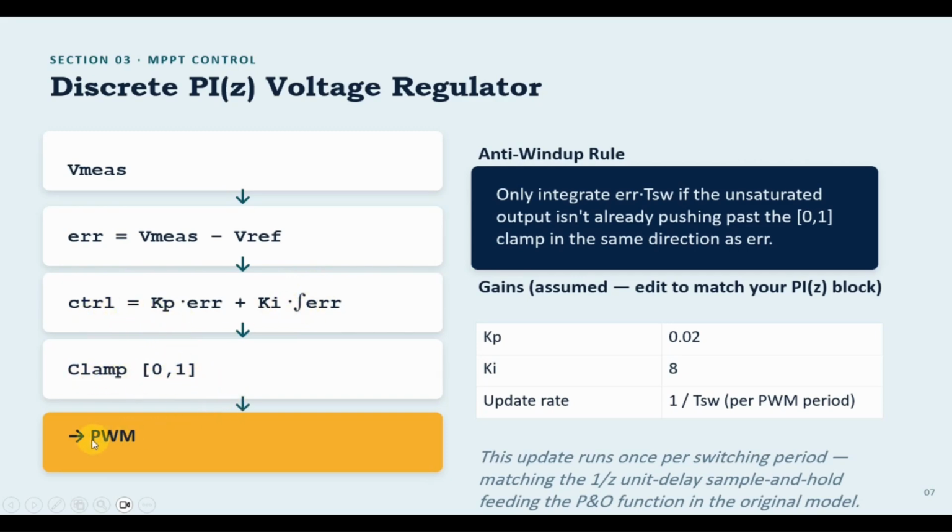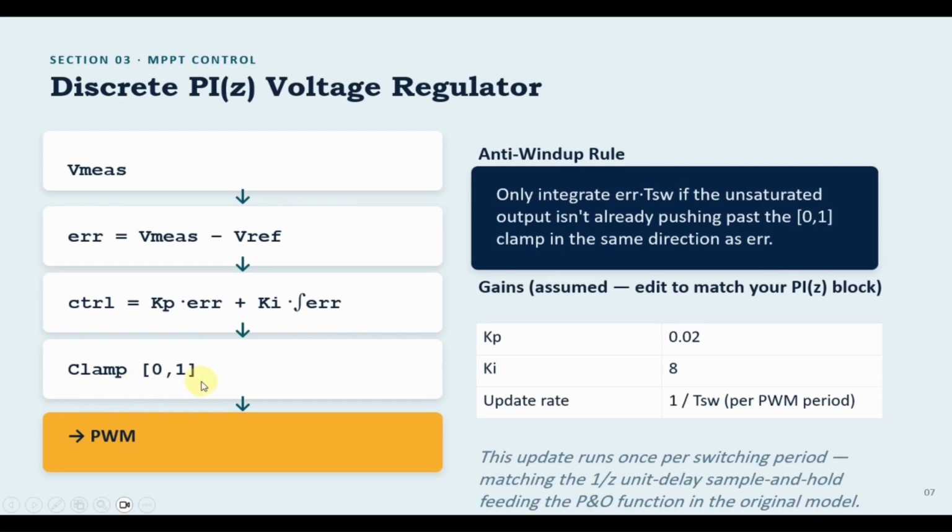The one detail worth calling out is the anti-windup logic. We only let the integrator accumulate error when the unsaturated output isn't already slamming against that 0 to 1 limit in the same direction. Without that check, the integrator can build up a huge value while the output's stuck at the clamp, and then it overshoots badly once it's free again.